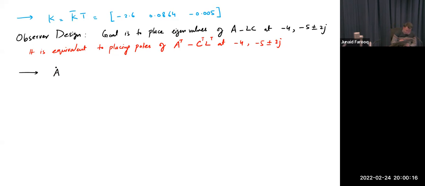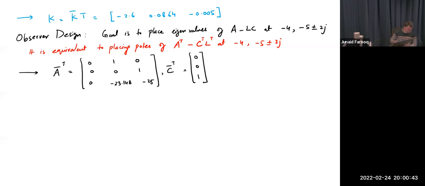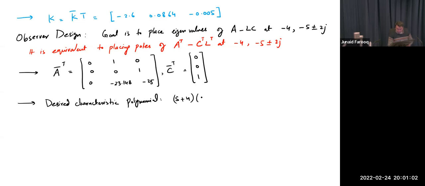Basically, A transpose will have the same characteristic polynomial, so your A bar transpose will be exactly the same, and your C bar transpose is going to be the standard 0, 0, 1. And then the desired characteristic polynomial is (s plus 4)(s plus 5 minus 2j)(s plus 5 plus 2j). So it simplifies as s cubed plus 14s squared plus 69s plus 116.